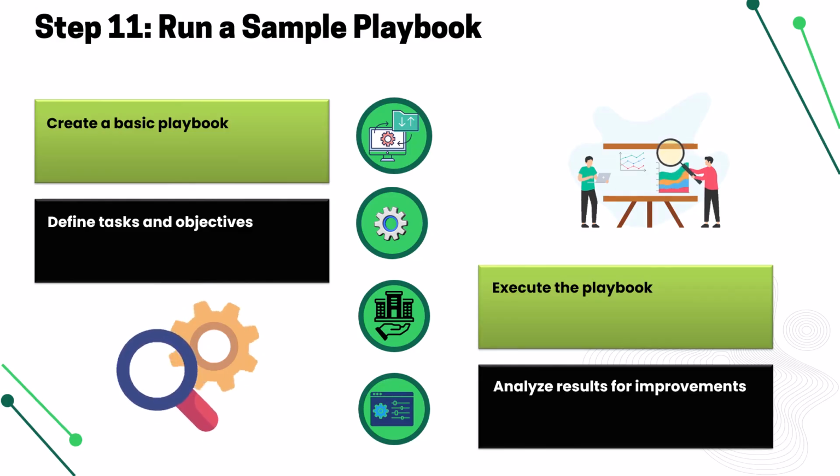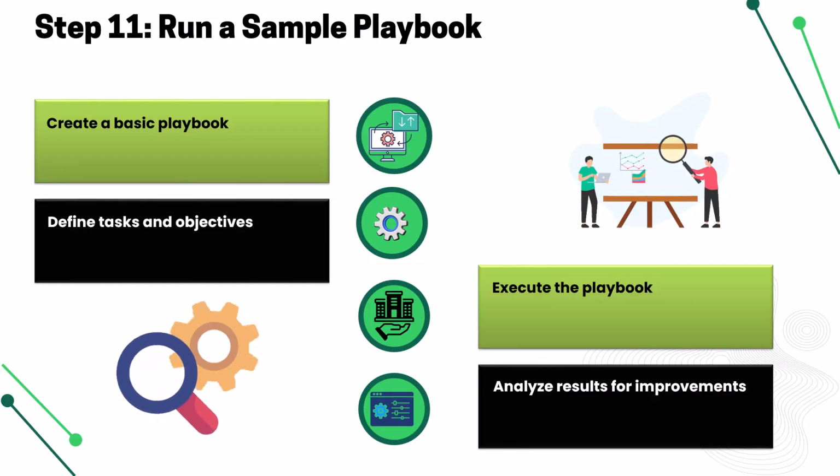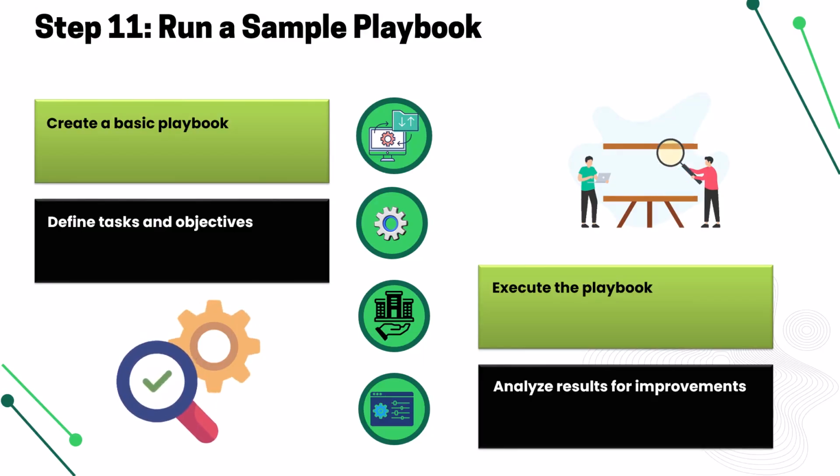Finally, we get to the good stuff. Think of a playbook like a recipe. You define what needs to be done, then execute it. Create a simple one, add tasks, and let it run. If everything works smoothly, celebrate. If not, analyze the results and tweak things. Because in automation, just like cooking, sometimes you have to adjust the seasoning.